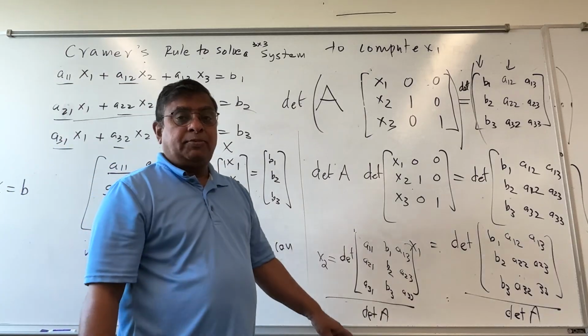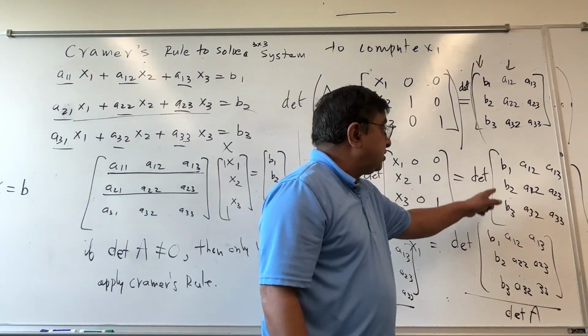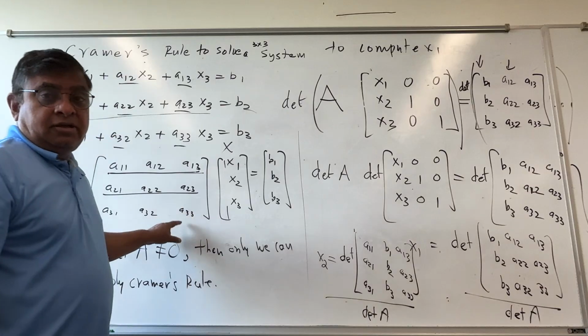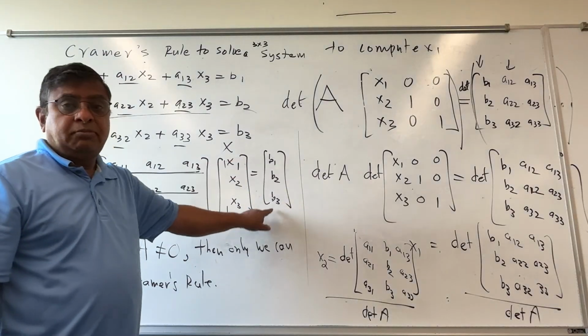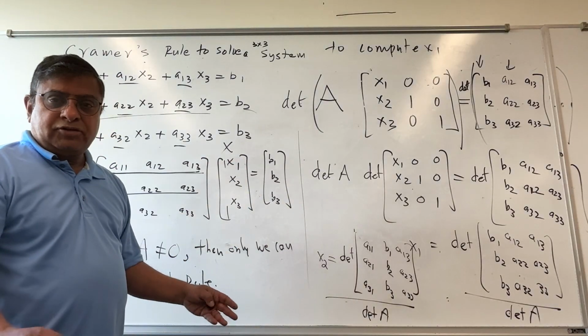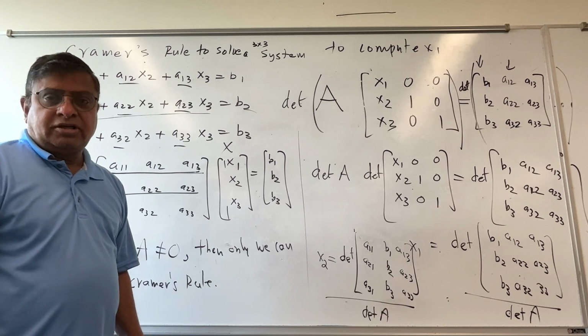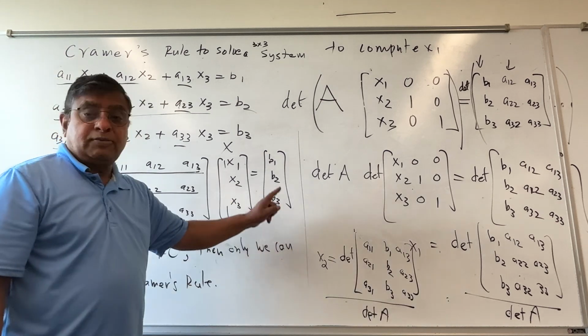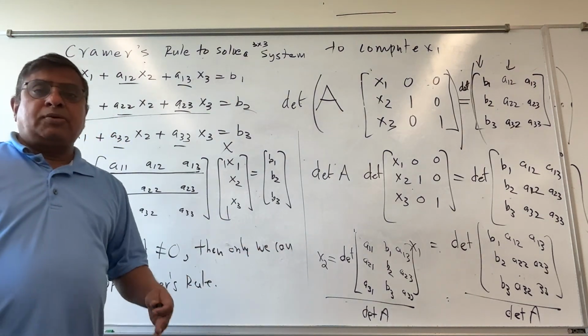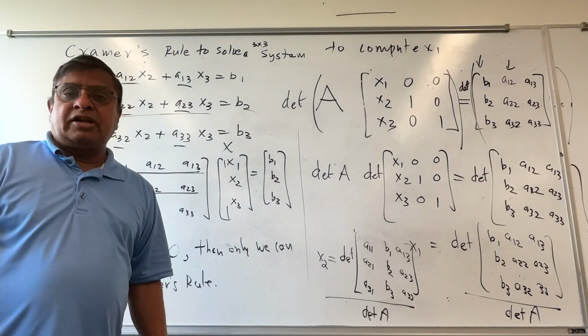Likewise, x3 will be simply: replace in the matrix A the third column by B1, B2, B3. That gives you a formula to compute x1, x2, x3. And this process is known as Cramer's rule.